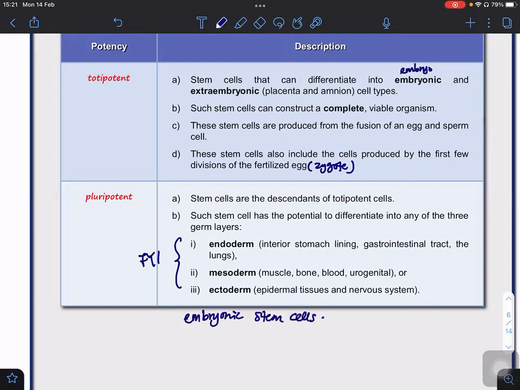Okay, so what you can see here is that with these embryonic stem cells, we will be able to produce your gastrointestinal tract, muscle, bone, blood, urogenital organs, epidermal tissue, and nervous system. It can form a lung, heart, and so on. So it means that this embryonic stem cell actually has the ability to form the embryo and multicellular organism, but it can't form the placenta and amniotes because they lose the potency. So it's called a pluripotent stem cell.